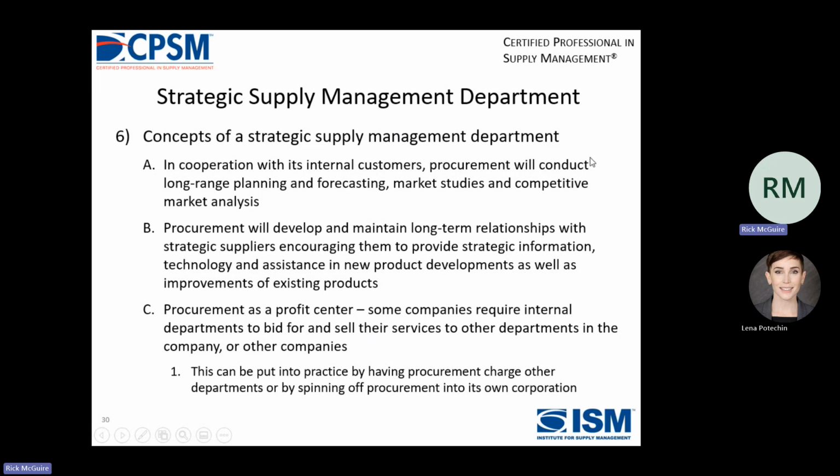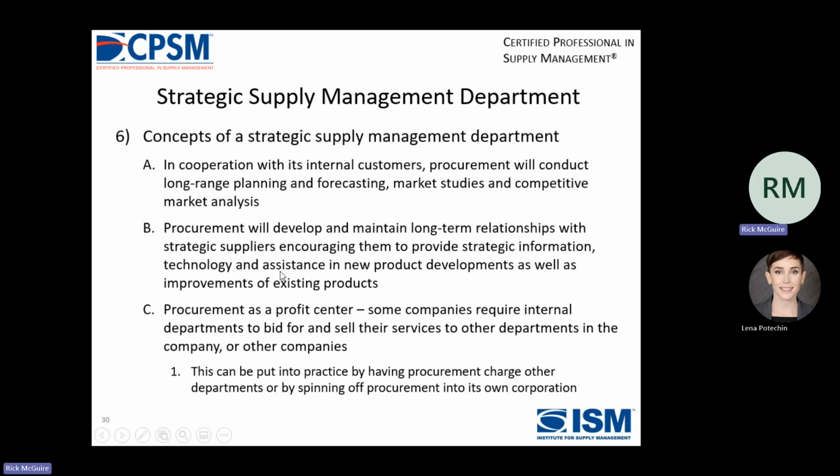Concept of strategic supply management department. In cooperation with its internal customers, procurement will conduct long-range planning and forecasting, market studies, and competitive analysis. So this is ISM making the case for a group within the procurement department to be called the strategic supply management department. And this is the kind of thing that they would do: long-range planning, forecasting, market studies, etc. Procurement will develop and maintain long-term relationships with strategic suppliers, encouraging them to provide strategic information, technology, and assistance.